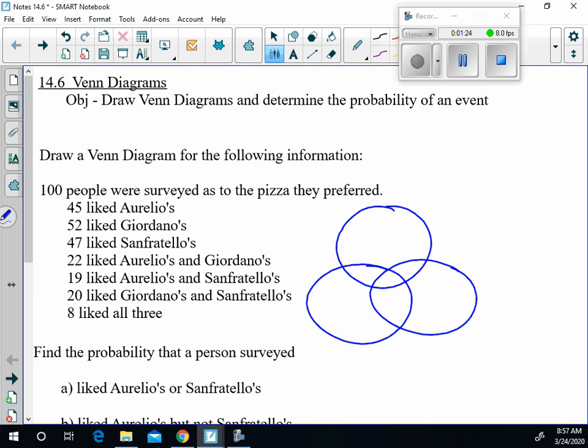I'm going to go ahead and label my bubbles. Aurelio's there. How about we put San Fratello's over here on the side? Better make that S a little bit better. And then how about our Giordano's down in this area?